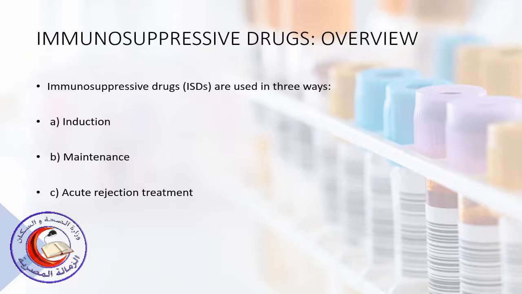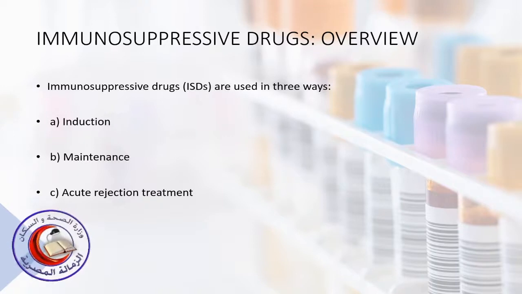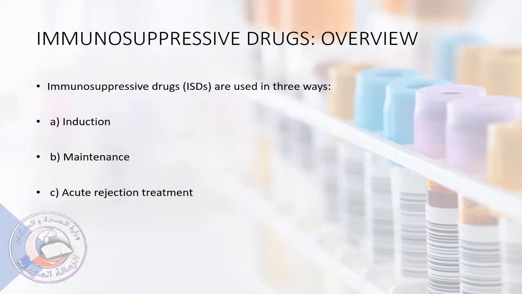So, immunosuppressive drugs are used in 3 ways. A, induction, to induce immunosuppression, and B, maintenance. The induction is at and for a short time after transplantation. Maintenance is throughout the life of the graft, and then rescue therapy, when an acute rejection episode is detected, we increase the dose of immunosuppression, give steroids, or, according to different centers, use different protocols to treat acute rejection.